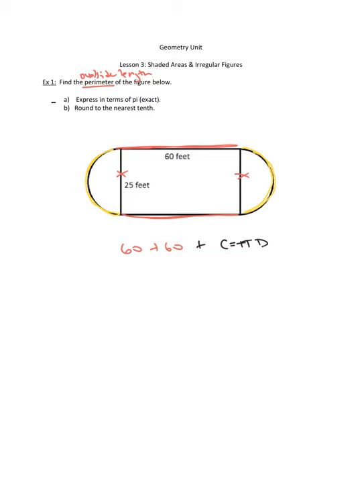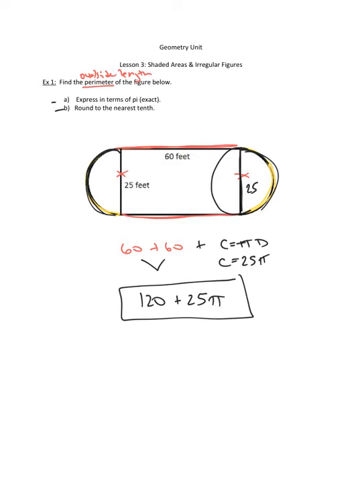So for part A, I'm asked to find the exact version, which is in terms of pi, and then round to the nearest tenth. So my diameter, if I took this and made it one complete circle, is 25. So 25 times pi is the circumference. That's for one full circle, which I do have here, two semicircles making one full circle. So I have 120 plus 25 pi. Those can't really be added because 25 times pi is kind of like unlike terms. So that would be your perimeter. And if this is feet, you would just put parentheses feet.